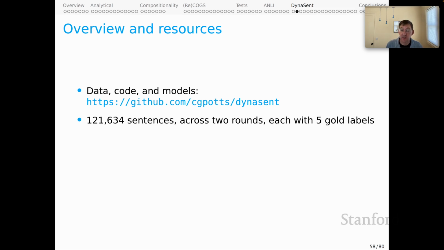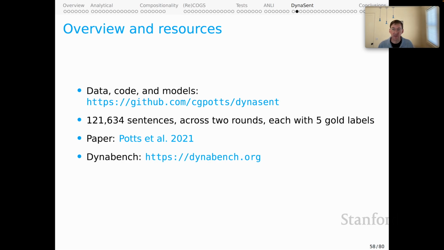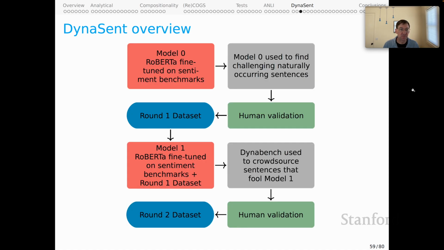DynaSent is a substantial resource with over 120,000 sentences across 2 rounds, and each one of those examples has 5 gold labels from crowd workers. There's the associated paper, and as I said, round 2 for this was created on DynaBench with an interesting adversarial dynamic that I'll talk about.